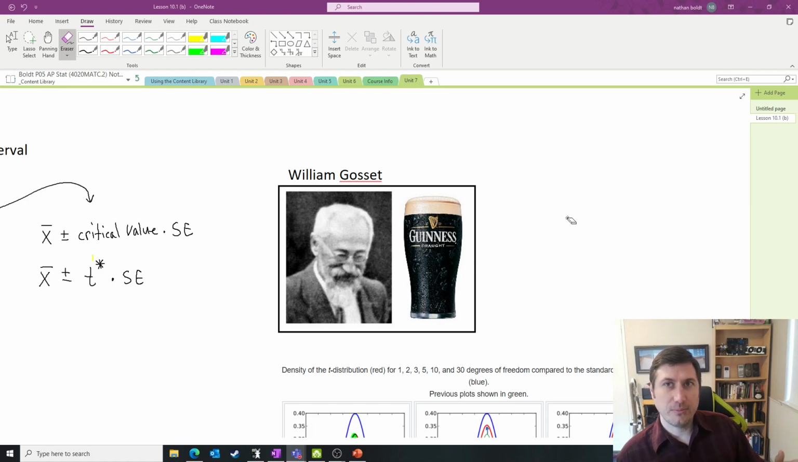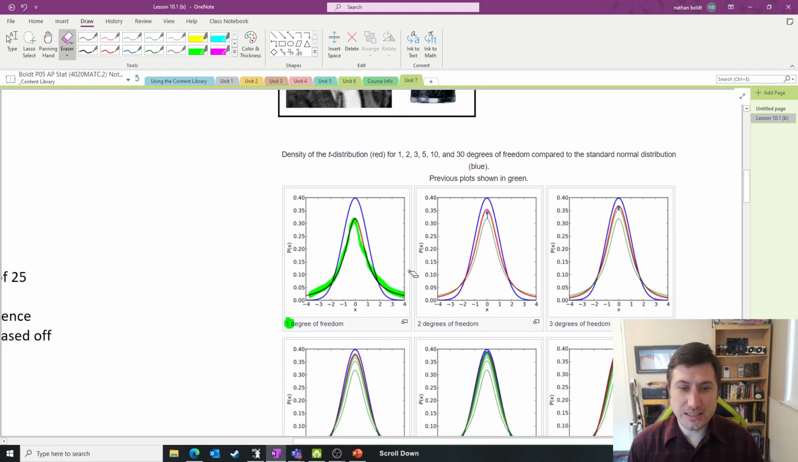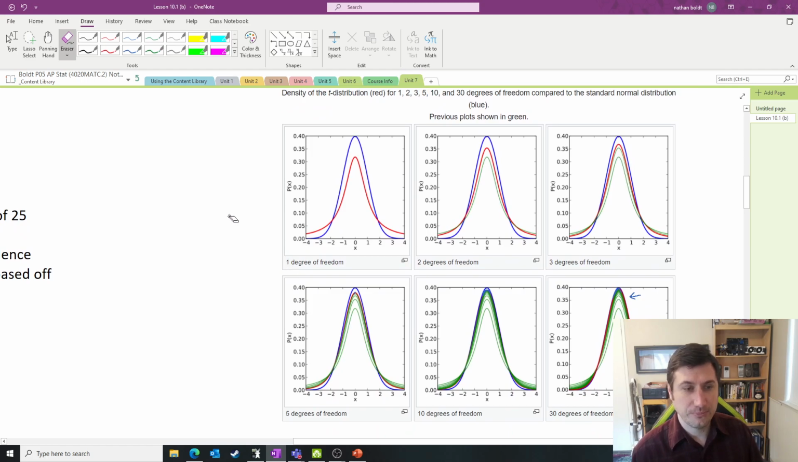And he finds it's not normal. Close to normal, but not normal. It's a little bit different. And it's different depending on how big of a sample he takes. So this is what's called the T distribution. All right, it's close to a normal, but a little bit different. Okay? So here's the T distribution and what it looks like for different samples.